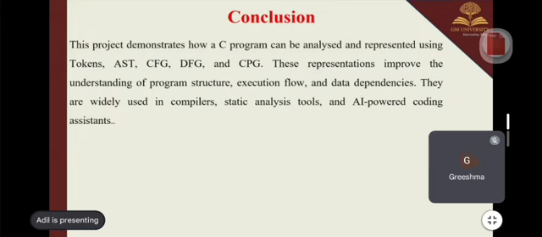In conclusion, this project demonstrates how a C program can be analyzed and represented using tokens, abstract syntax tree, control flow graph, data flow graph, and code property graph. These representations help us understand program structure, execution flow, and data dependency more efficiently. The project also highlights the connections between automata theory, compiler design, and artificial intelligence. By visualizing these concepts, students can gain a deeper understanding of how programming languages are processed and how modern AI coding assistants work. Thank you, everyone.